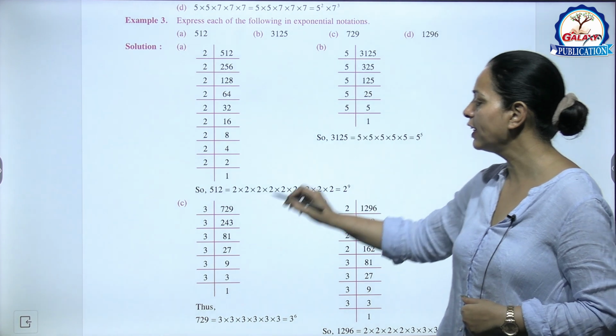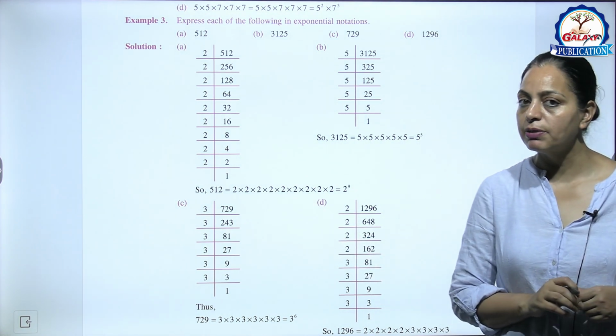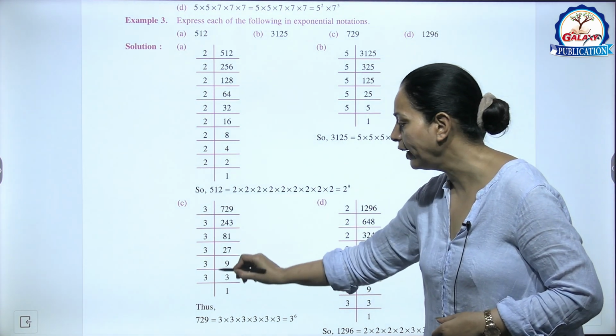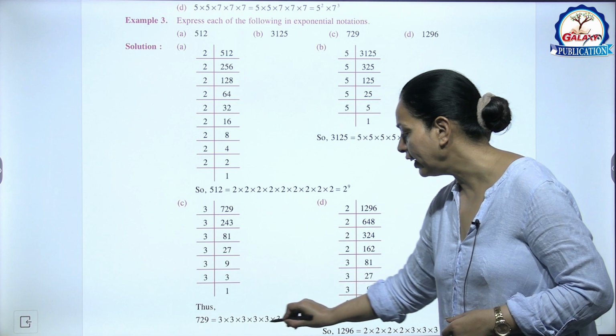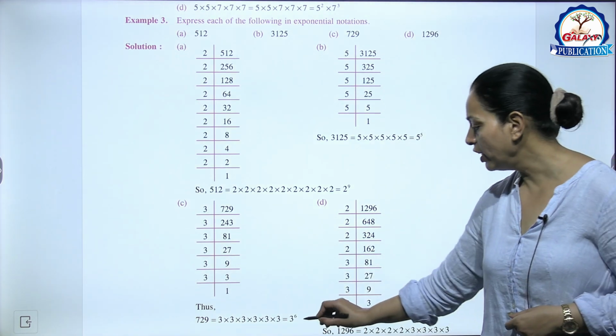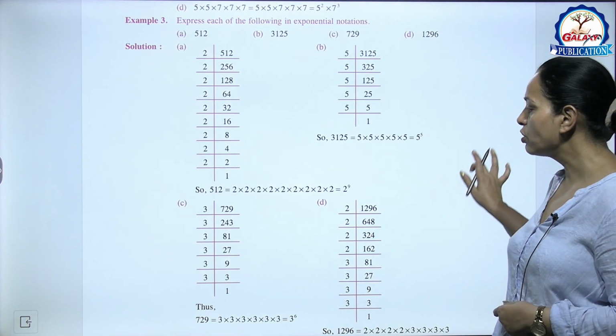Now C part, 729. This is divisible by 3. So we will keep dividing by 3. So we are getting 3, 6 times. 3 raised to the power 6. Now D part.